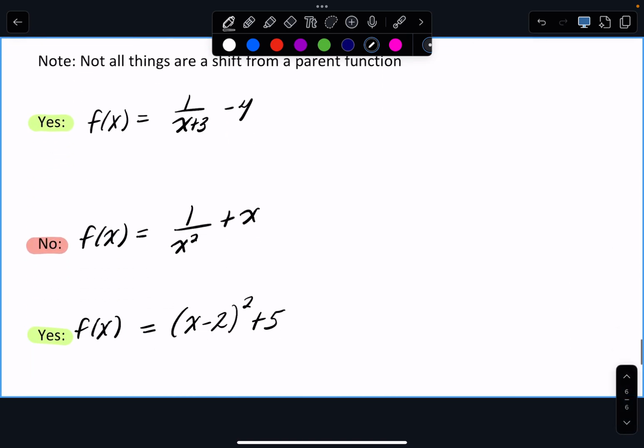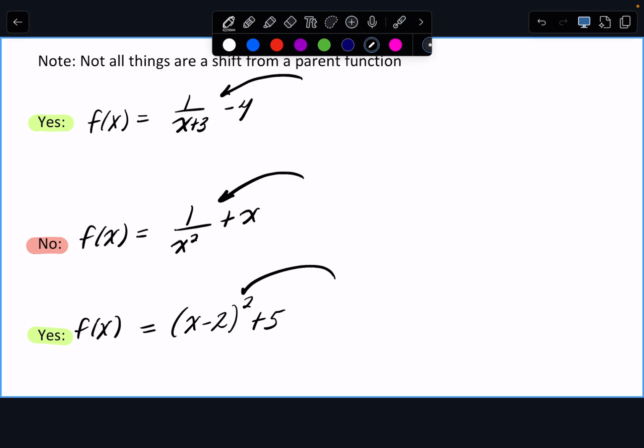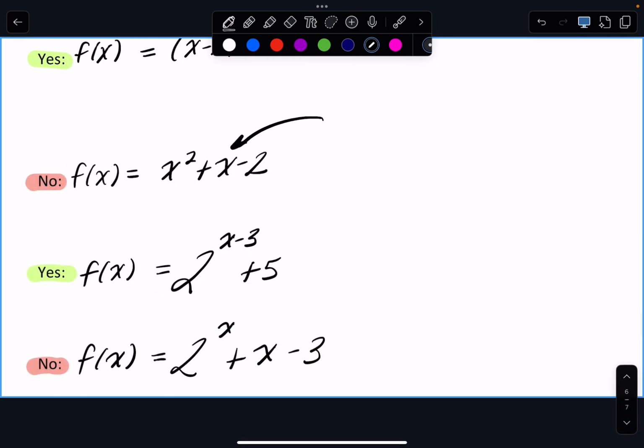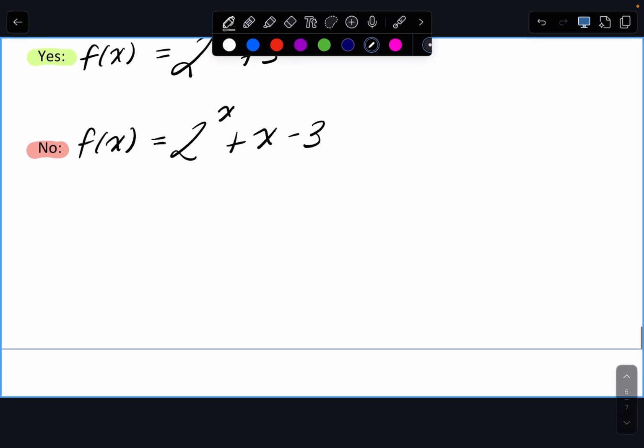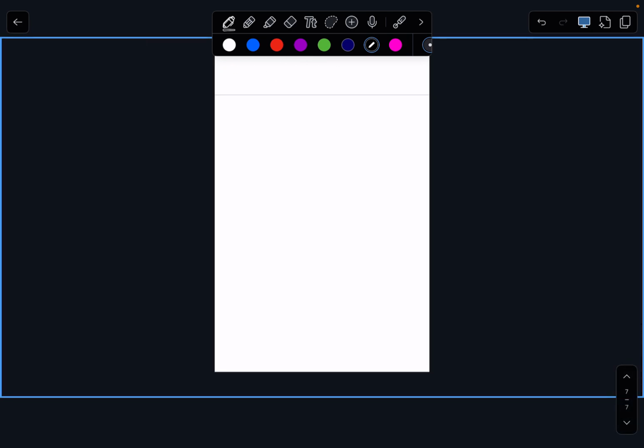All right, so right here, I need you guys to understand not all things are a shift from the parent function. Here's how you're going to know. This is the easiest way to describe it. If there's more than one x, it is not a shift from a parent function. So is there only one x? So yes, right here, isn't there 2 x's? Then you can't call this a shift from a parent function. Is there 1 x? Then we can call it a shift from a parent function. How about this one? Not a shift from a parent function. There's 2 x's. How about this one? There's only 1 x. How about this one? No. So you guys get the picture with that?